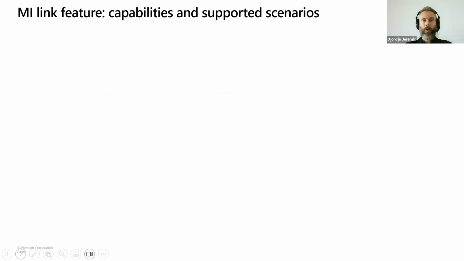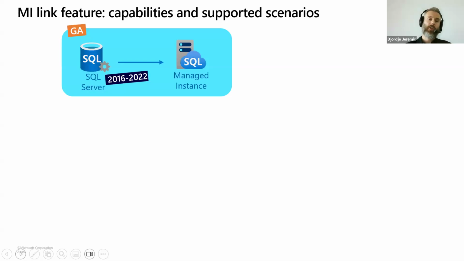So let's see now what are the basic capabilities of the link feature and what are the supported scenarios. In this first part of this presentation, a link is something that is quite adequately represented by an arrow. So apparently it has endpoints, it has direction, and it's used to replicate databases. Let's keep it on that level of detail for now, and in the next chapter, we will double click on this arrow and see what it is all about.